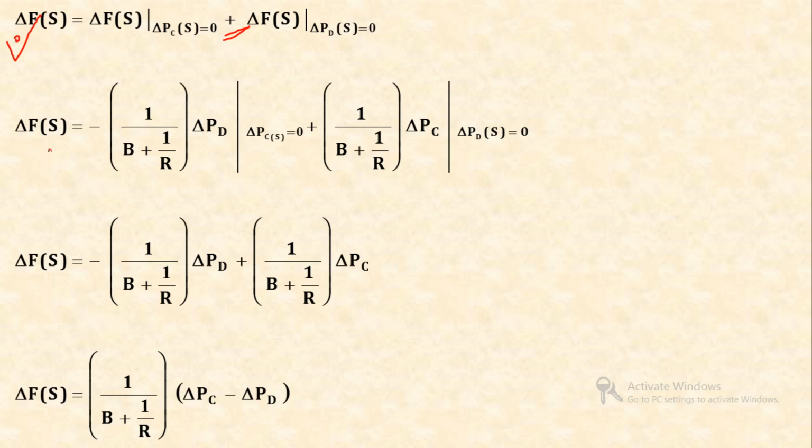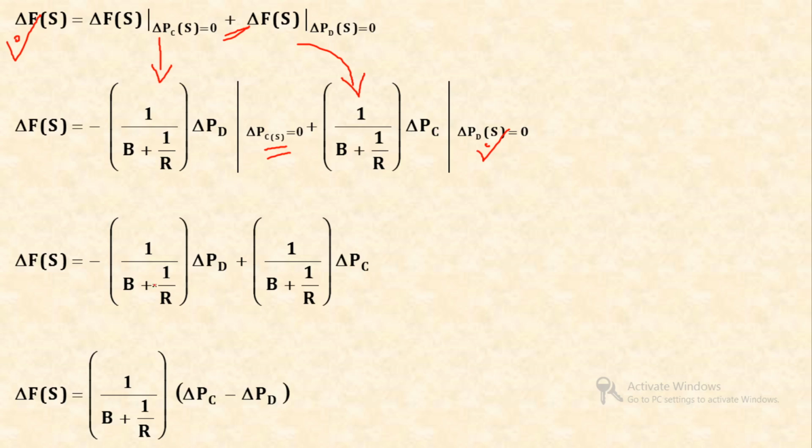So, this is the value of delta F of S is equal to, this is the value of delta F for PC of S equal to 0, which is equal to minus of 1 upon B plus 1 upon R into delta PD for delta PC of S equal to 0, plus 1 upon B plus 1 upon R into delta PC for delta PD of S equal to 0. That means this value.